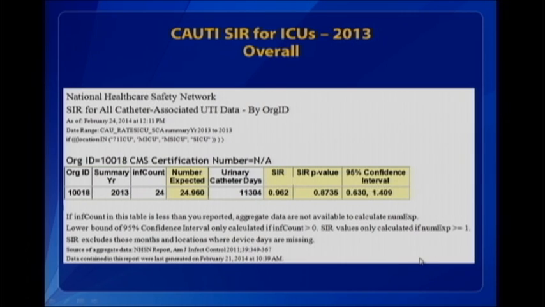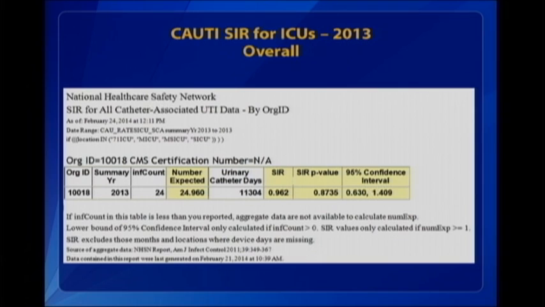There are some really important points here. The first one is that if the infection count is less than you reported, aggregate data are not available to calculate the NUM-EXPECT, or NUM-EXP. Well, what does that mean?